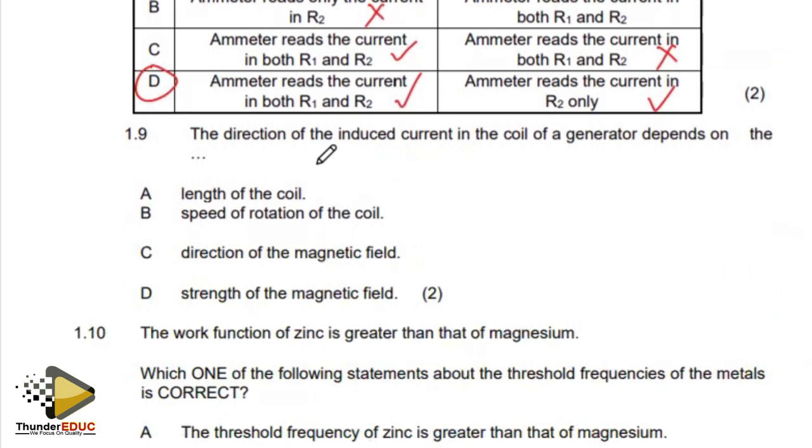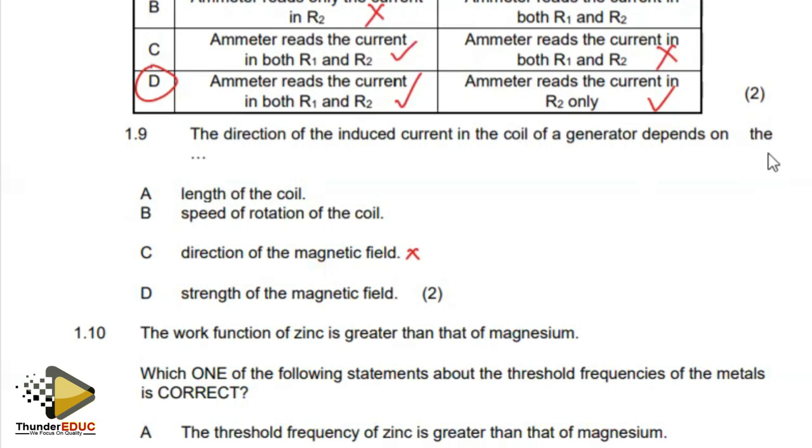1.9, the direction of an induced current in a coil of a generator depends on: the length of the coil, the speed of rotation, the direction of the magnetic field, the strength. But this is out. Does that make sense? I'm saying it's out because it just stands out compared to the rest.